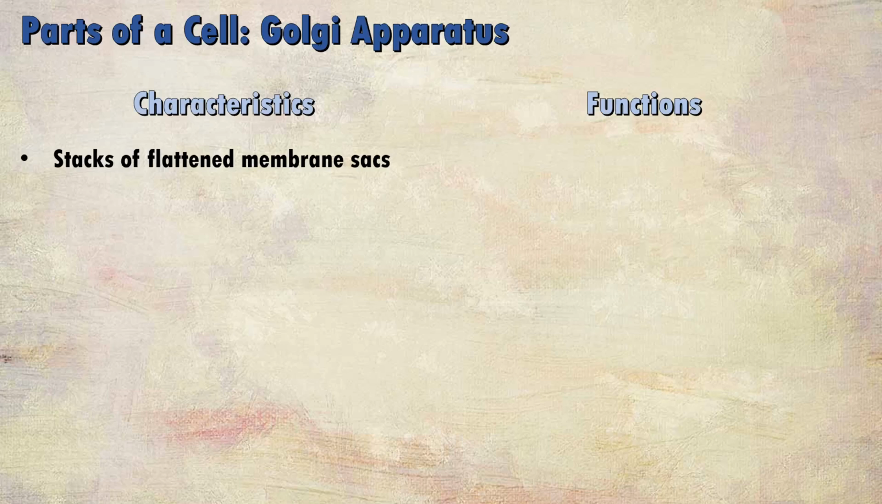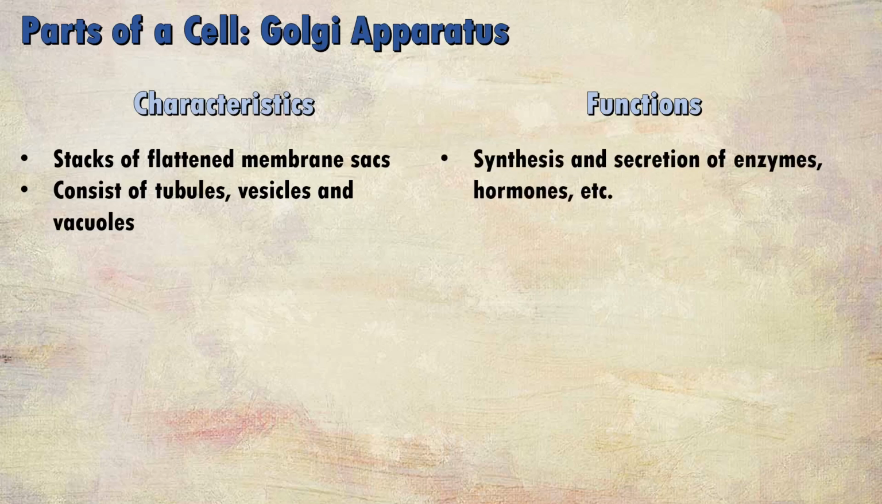Next is Golgi apparatus. Characteristics: they are stacks of flattened membrane sacs. They consist of tubules, vesicles, and vacuoles. And its functions include synthesis and secretion of enzymes and hormones, and the formation of acrosome of the sperm.